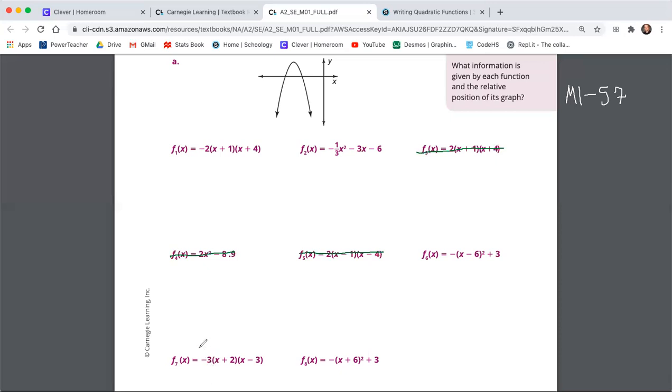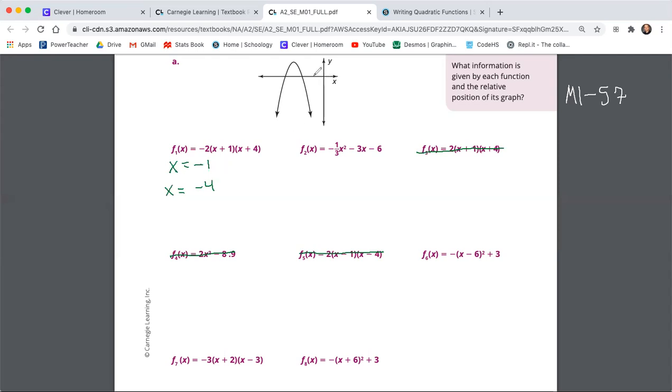So now let's look at each function individually. Function number 1 is giving us factored form, and it's giving us solutions. It's giving us x-intercepts. We've got one x-intercept at -1 and the other at -4. It's telling us we cross the x-axis at -1 and at -4.